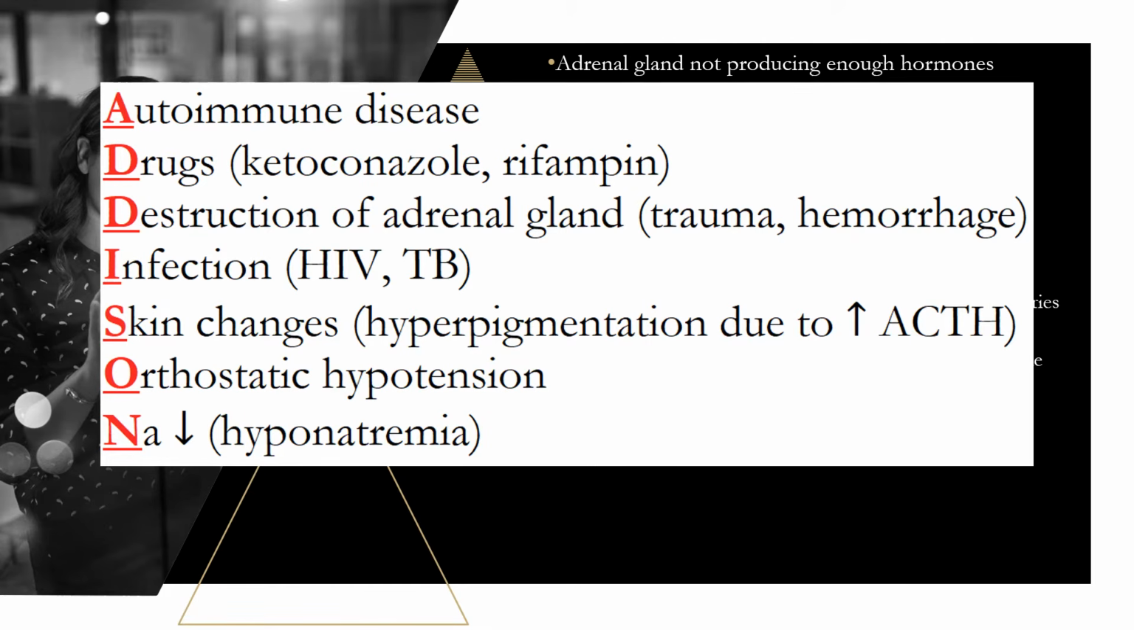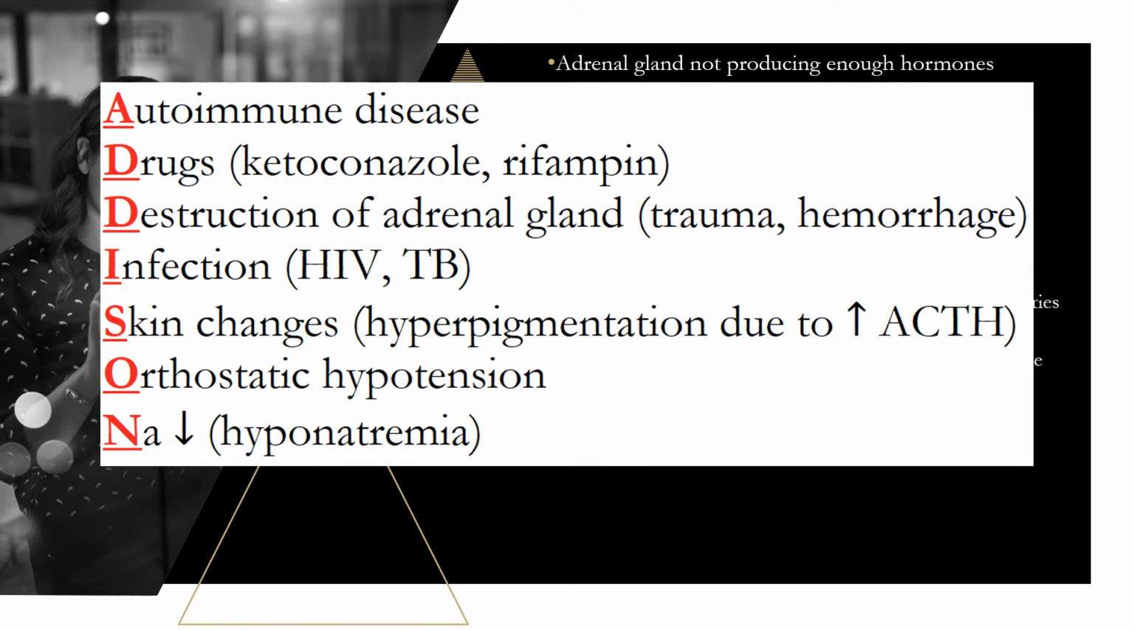So this is what I did. I took Addison and I made associations with each one of the letters from the name. Start with A for autoimmune disease, again the most common cause in the U.S. The D stands for drugs, so think of ketoconazole and rifampin. The other D stands for destruction of the adrenal gland, because you can actually have Addison's take place from trauma or hemorrhage, even metastasis to the adrenal. So that's another one to remember, destruction of adrenal gland.